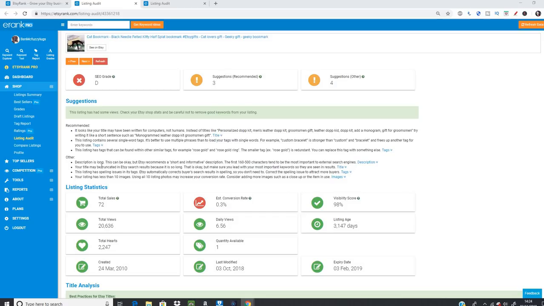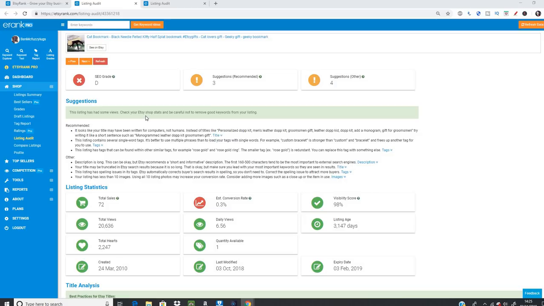So the others, this description is long. This can be okay, but Etsy recommends short and informative. So again, it is a long title. So it means when you're searching for it on your computer, it's going to get cut off somewhere about here. On your phone, it's going to get cut off even more. So in some ways, I'm happy with this because wherever it gets cut off, it's saying cat bookmark. This is what it is. It is a bookmark of a cat.